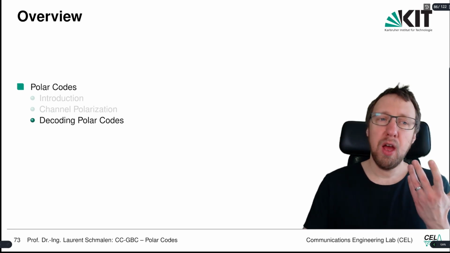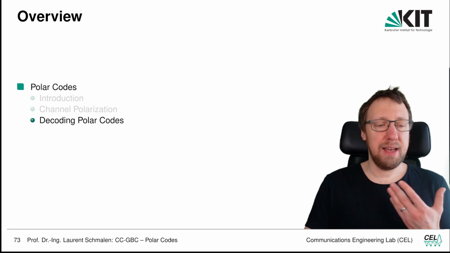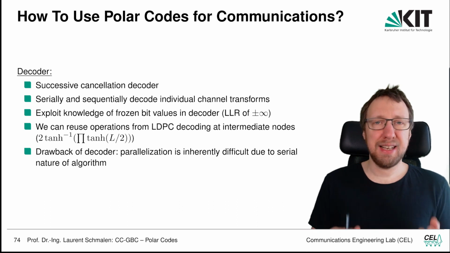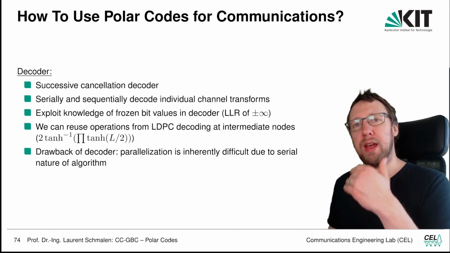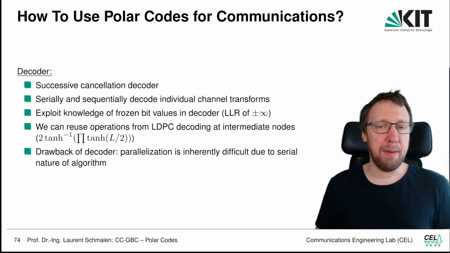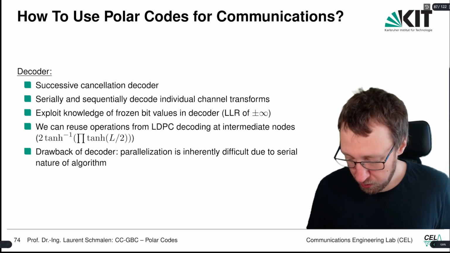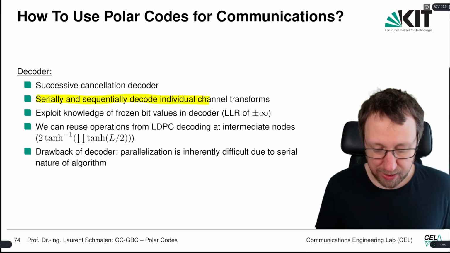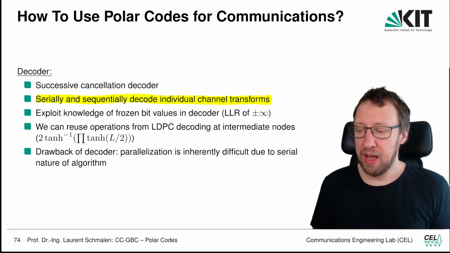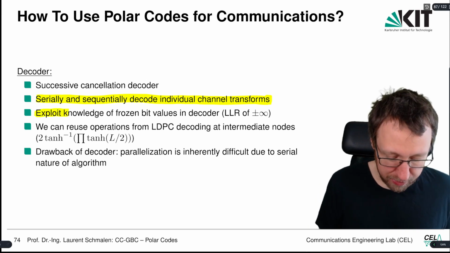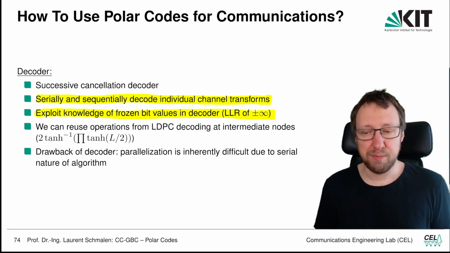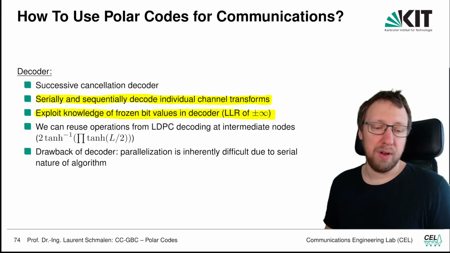Well, in the decoding, we need to undo the construction. So we use this successive cancellation decoder by first decoding the channel gamma plus. Then using this result, we decode the channel gamma minus. So essentially, we serially and sequentially decode the individual channel transforms if we can do so. And for doing this, we exploit the knowledge of the frozen bit values inside the decoder. This essentially corresponds to a log likelihood ratio of plus infinity.